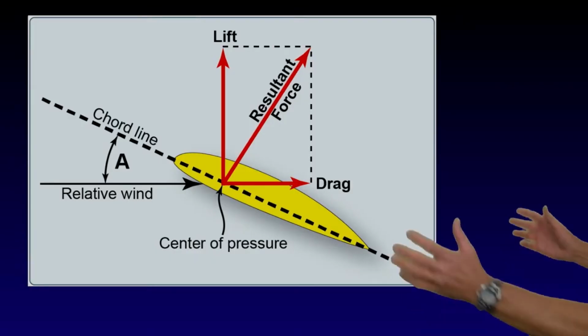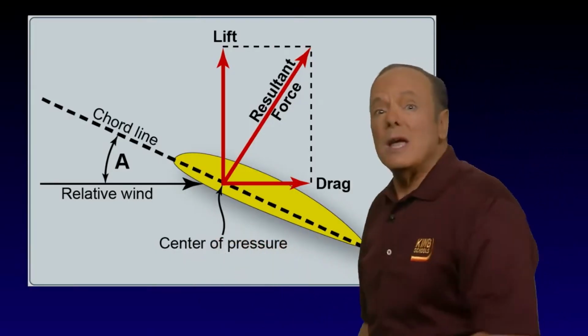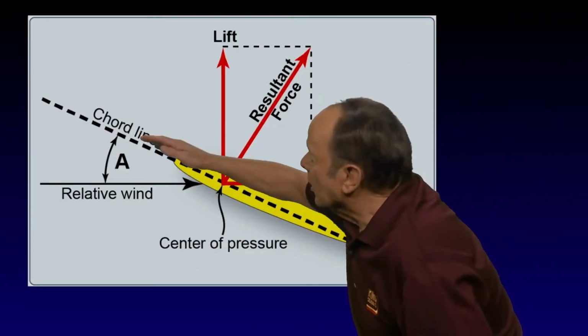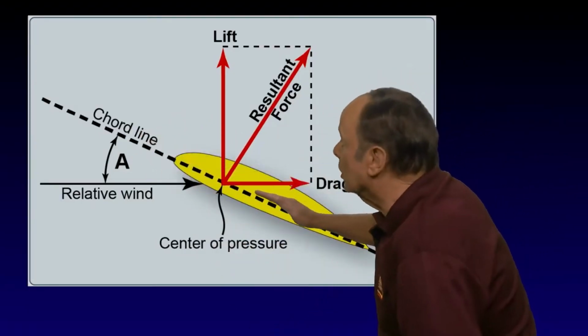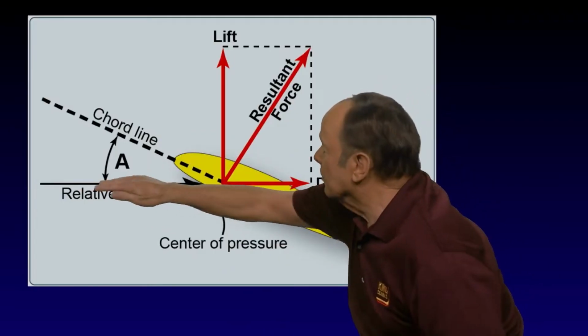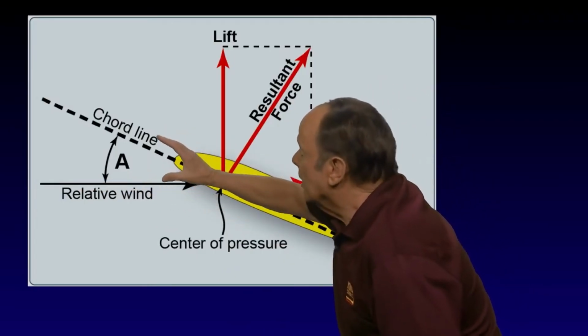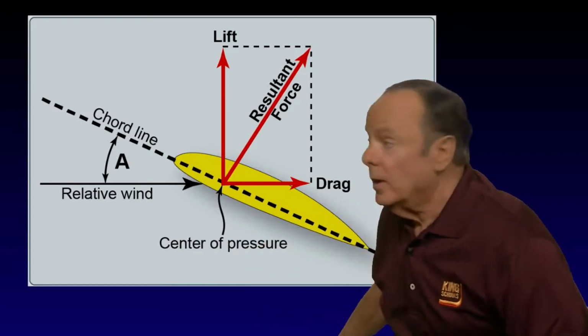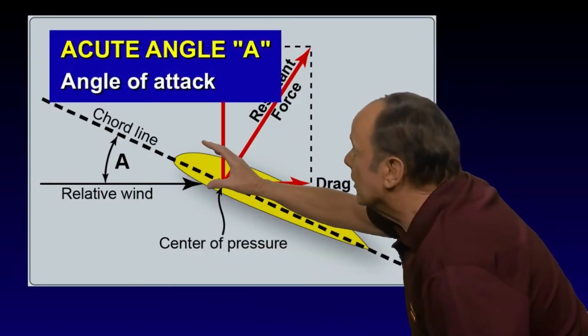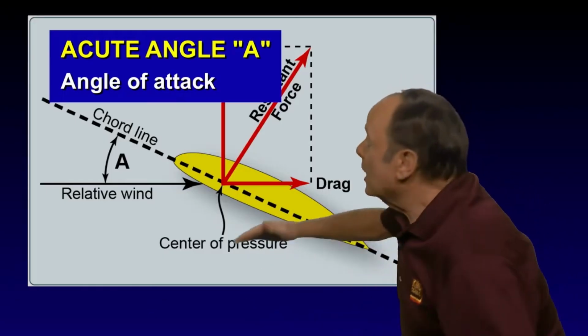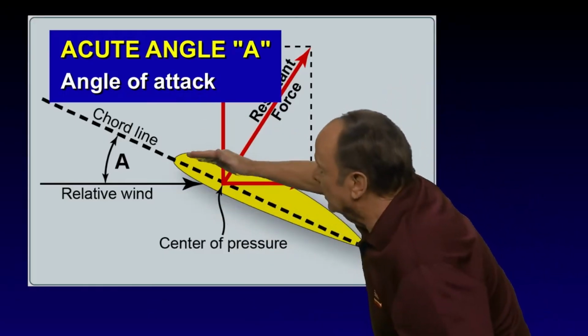Now let's take a look at this. First of all, you may be asked, what is this acute angle A here? Well, here is the chord line of the wing and here is the relative wind, and that angle is called the angle of attack. So one of the things you need to know is that this acute angle A is called the angle of attack. Now the angle of attack determines how much lift there will be on the wing.